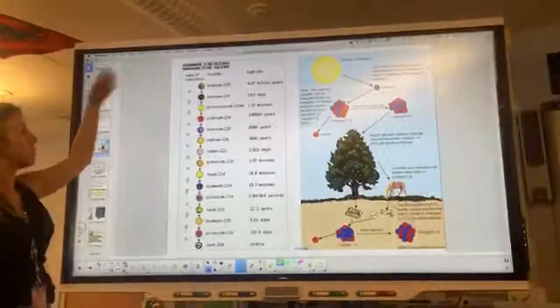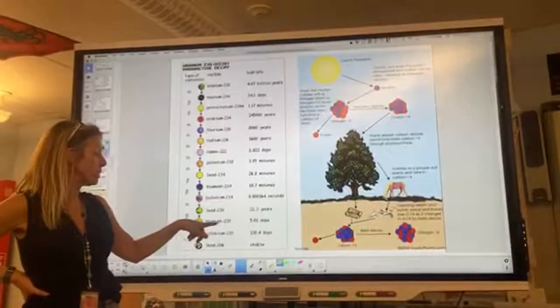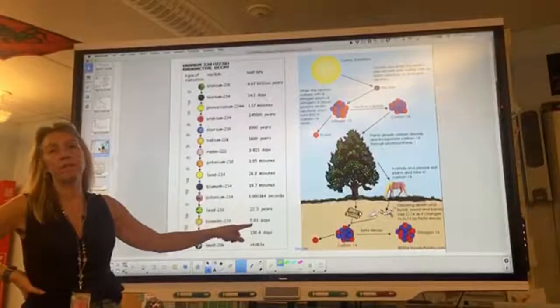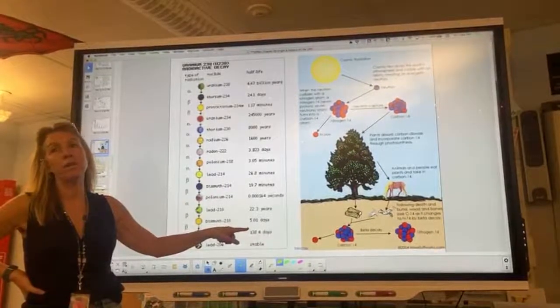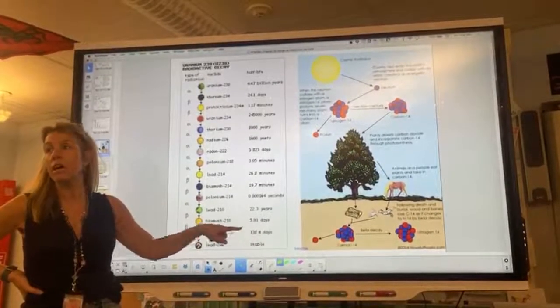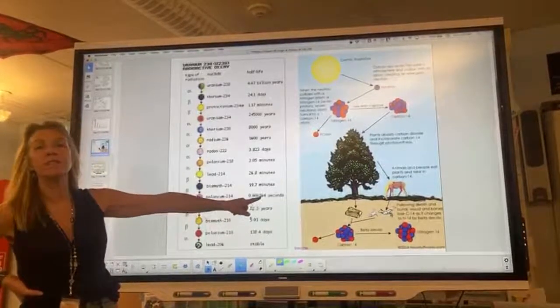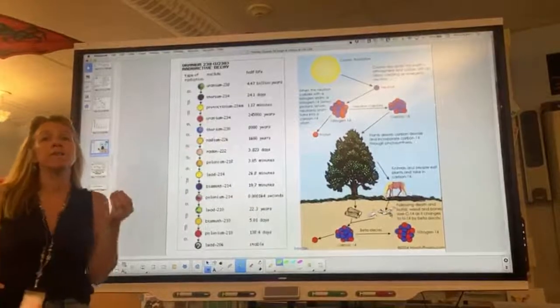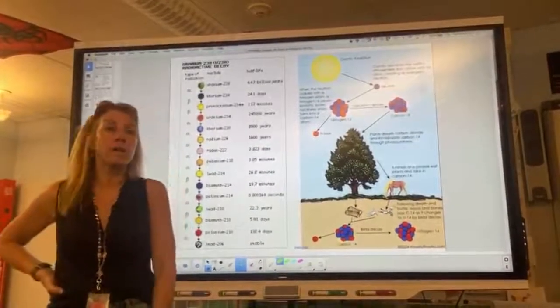This is just some different isotopes and how fast they decay. So you wouldn't want to use bismuth-210 because its half-life is how many? 5 days. That's like how you would measure how old a peanut butter and jelly sandwich is, not how old a fossil is. And you can see some other ones are not even a second. So you have to pick the right isotope to look for how old your rock is.